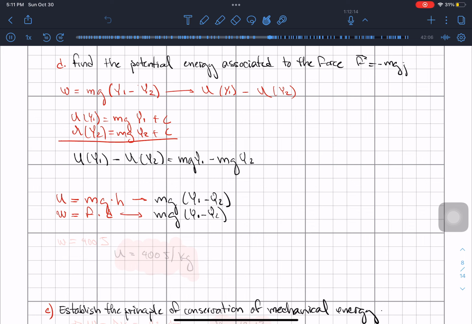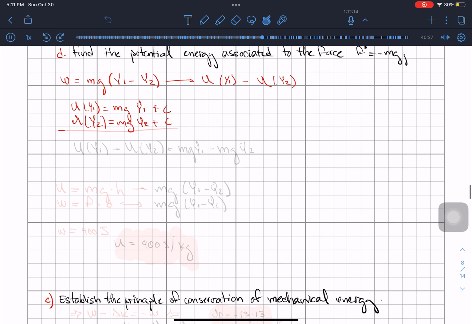So from the previous part, we found work to be 400 joules. So the gravitational force in this example will be 400 joules per kilogram. We combine this.